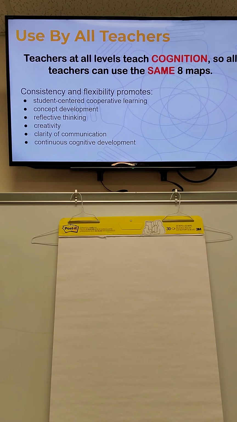Another great thing about thinking maps is that it can be used by all teachers. It can be used by everybody from your kindergarten PE teacher to your senior level chemistry teacher. These are simply visual ways to show thinking. So you can use the same 8 maps, and if we do that, that consistency promotes student-centered cooperative learning, concept development, reflective thinking, creativity, clarity of communication, and continuous cognitive development.